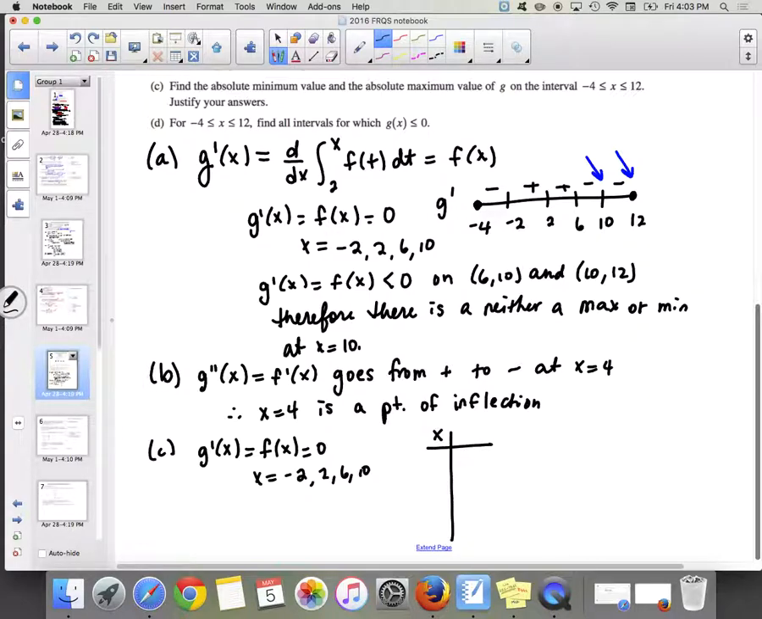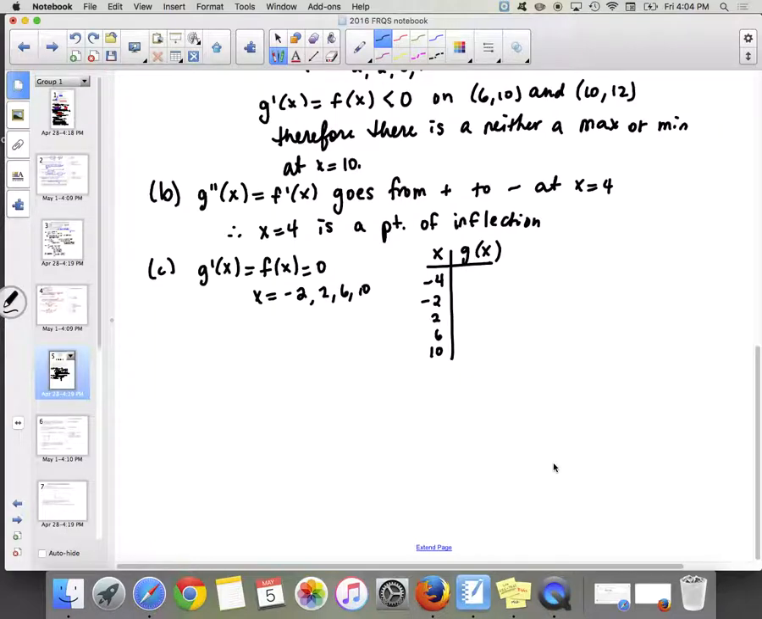I'm going to talk about the candidates test here. So, let me see, what's the best way of doing this? If I have g of x, and I have my endpoints, so let's do -4 and 12 as well, and then I have -2, 2, 6, 10, and 12. That's a lot of things to check with the candidates test.